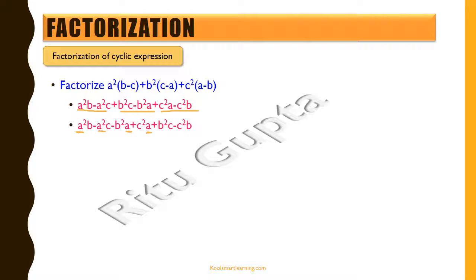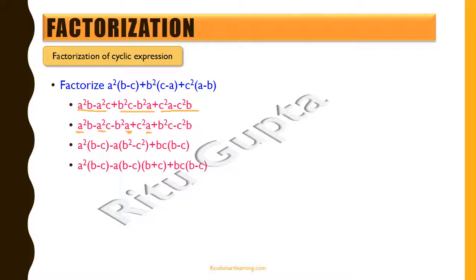Now, we see clearly that in this first group, we can take out a square as the common factor and we get b minus c. In the second, where the power of a is 1, we can take out minus a and we get b square minus c square. And in the last, we get bc common and we get b minus c.